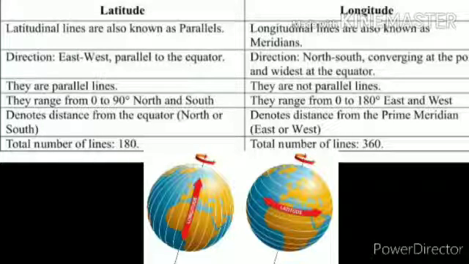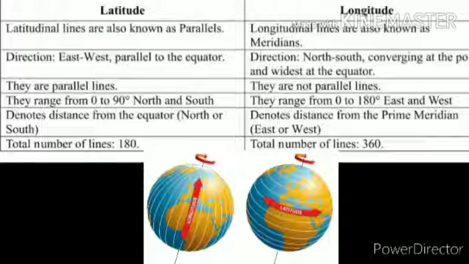Latitude, they are parallel lines. Longitude, they are not parallel lines. Latitude, they range from 0 to 90 degrees north and south. Longitude, they range from 0 to 180 degrees east and west. Latitude denotes the distance from the equator, north or south. Longitude denotes the distance from the prime meridian, east or west.